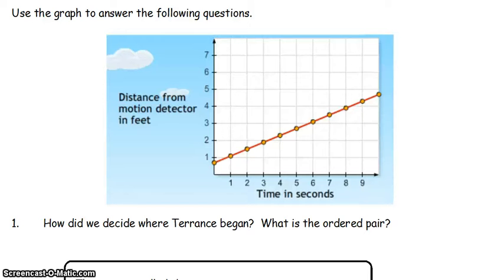Today we're going to take a closer look at identifying slope or rate of change and also focus on starting points and y-intercepts. As we look at this graph of Terence, how did we determine where Terence began when we were moving him on the computer screen?